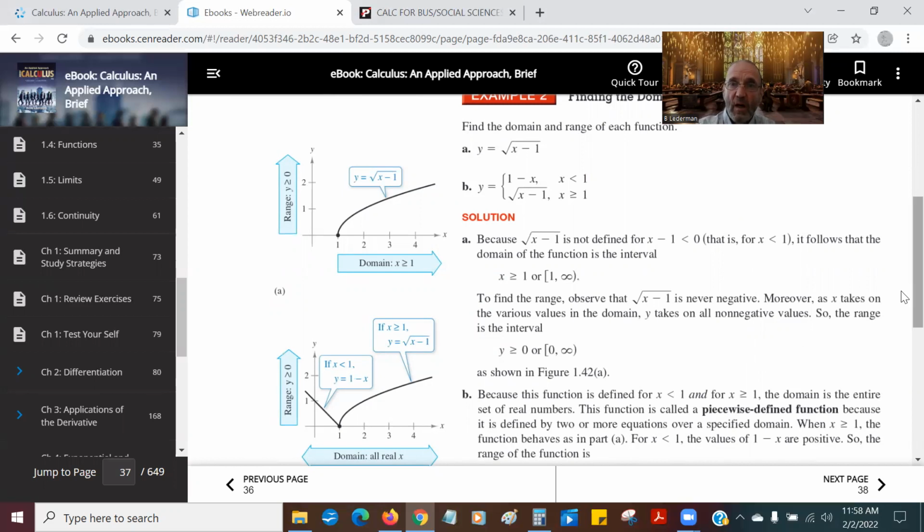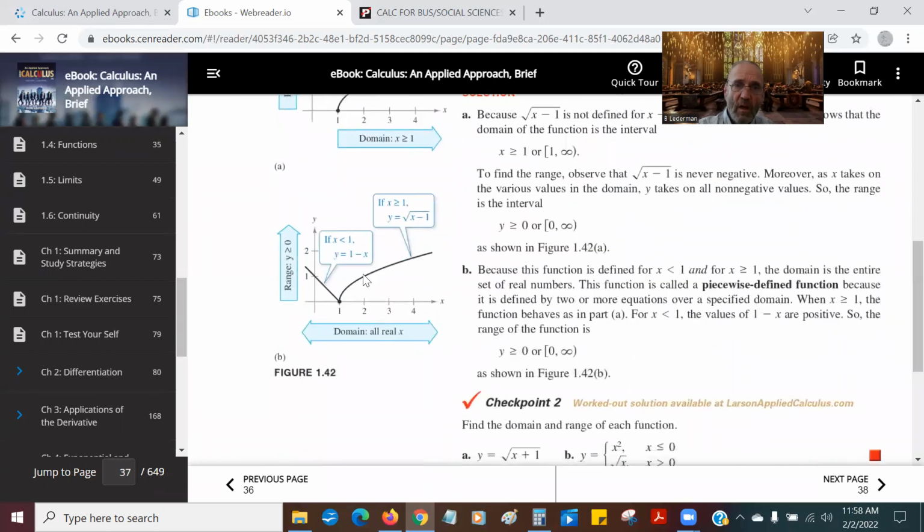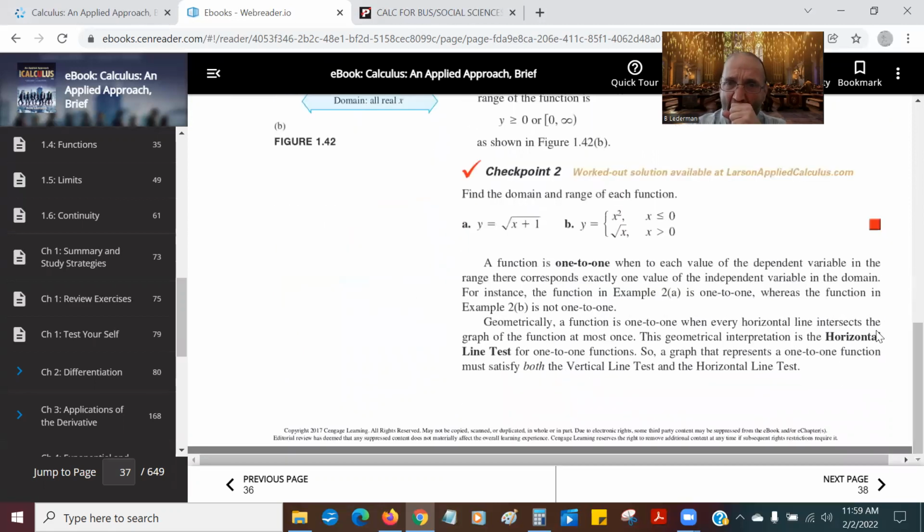Okay, now, here we have y equals 1 minus x when x is less than 1. And then y becomes square root of x minus 1 when x is greater than or equal to 1. Now, if you graph that, you see this right here, that's what it winds up being. So the domain is all real numbers. The range, again, is just y values greater than or equal to 0, similar to the previous problem. So interesting. Okay. Moving on.